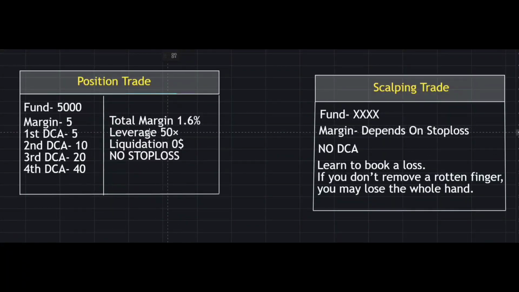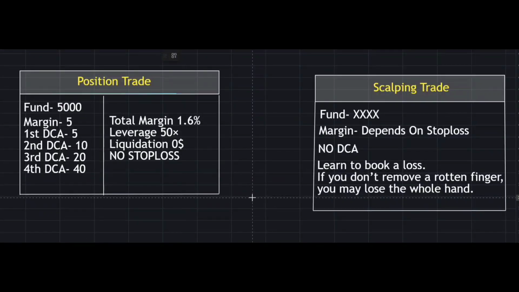So now the result is your total margin is 1.6% and your leverage is 50, but still your liquidation price is 0. This is the most important thing: after you make the entry, even if you do 4 DCA, your total margin is 1.6% and your liquidation price is 0. So that's how you can make profit without setting the stop loss. This is the proper way to do position trade.